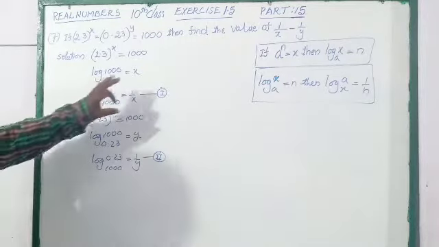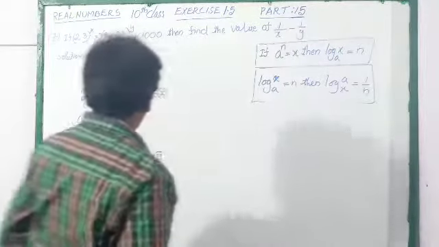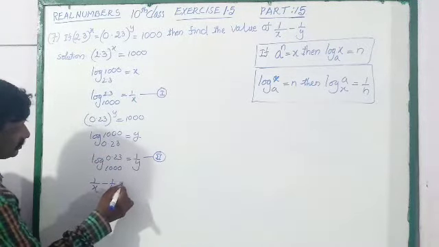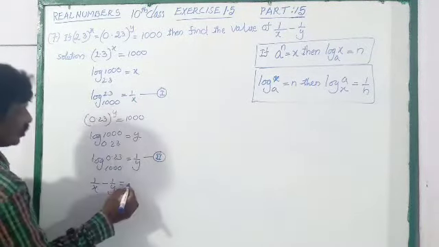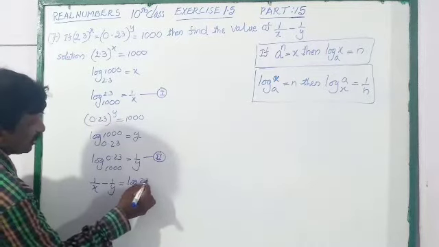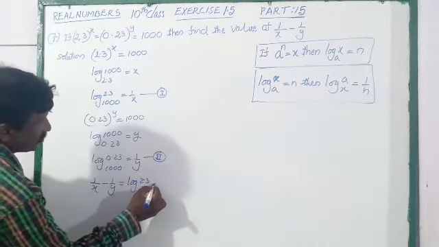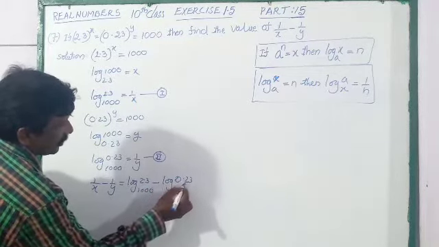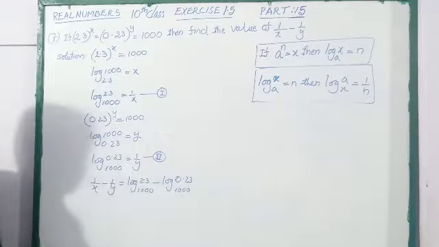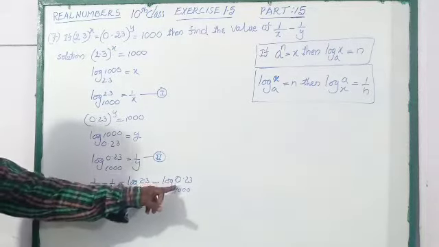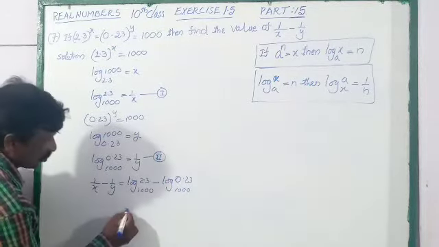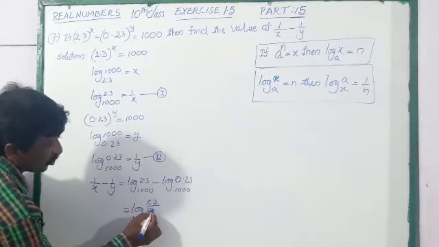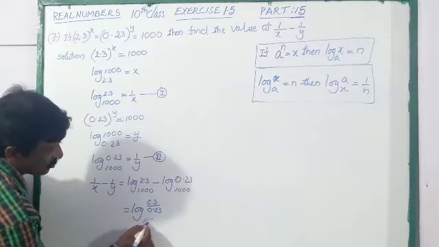From 1 and 2, taking 1 by x minus 1 by y, the value of 1 by x is log 2.3 base 1000 minus log 0.23 base 1000. Log x minus log y is equal to log x by y. So log of 2.3 by 0.23 base 1000.